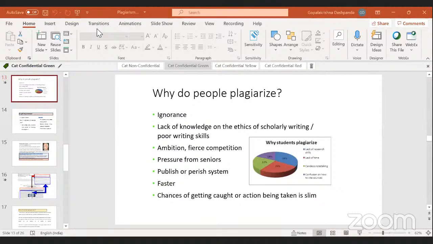Ma'am, there is one last query, and the query is, in an assignment or analysis or survey report, we keep the basic data. We can't change it. So we can give it a reference. Will it appear in the plagiarism check?